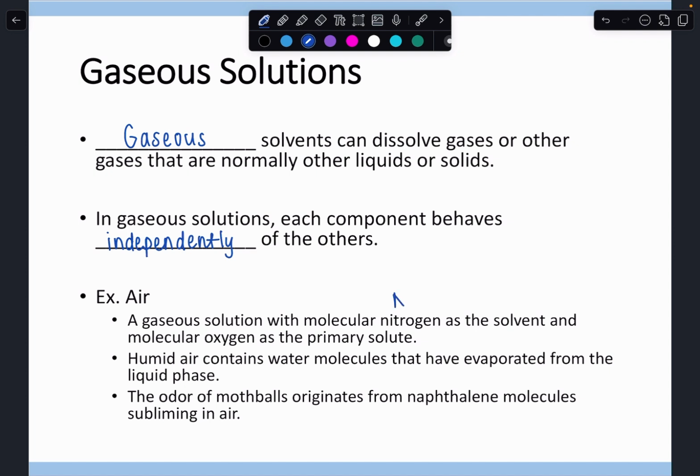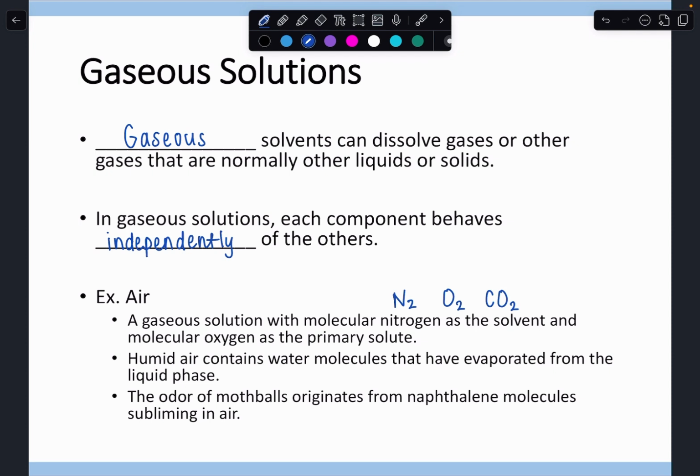Molecular nitrogen, N2 gas, is in highest concentration, so that is the solvent. And then it also has molecular oxygen. It has CO2. There are other gases as well, but those are the highest concentration gases. So air is nitrogen gas dissolving other gases. But if you go outside in the summer after it rains, you might notice that the air is really humid.